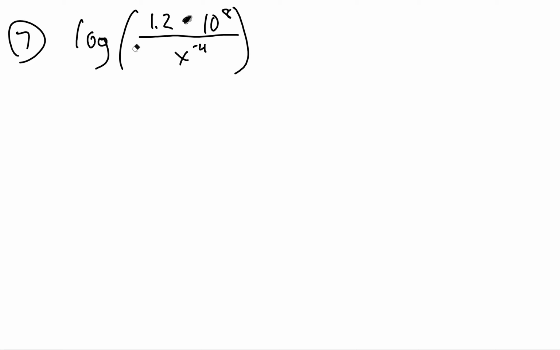So the first thing that we come across is this number 1.2. And then we come across the multiplication dot, and then we come across 10 to the 8th, and then we come across the division bar, and then we come across this guy. So we've got 1, 2, 3, 4, 5 things again.